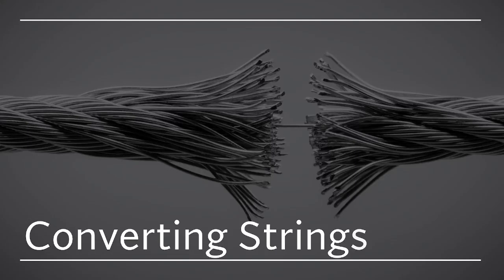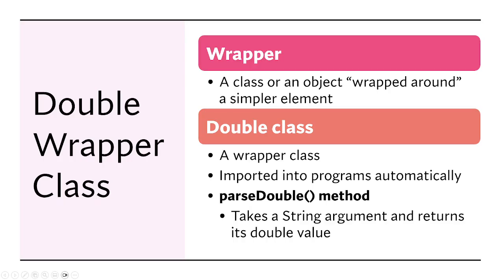I'm going to spend a few minutes on converting strings. Sometimes you need to convert things to strings, and that's what we're talking about here. To do that, we use another kind of wrapper class. We're going to look at two wrapper classes that are kind of important in this case. One is taking a string input and making it into a double, right?